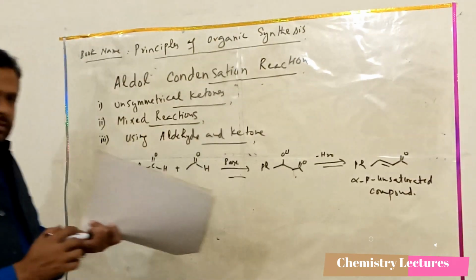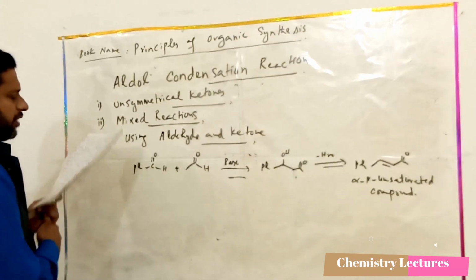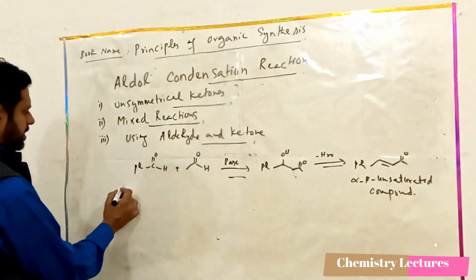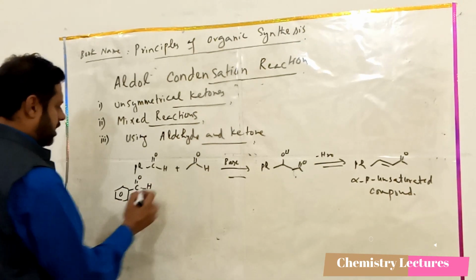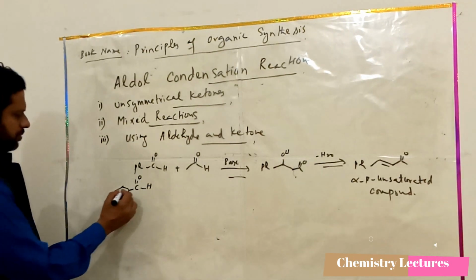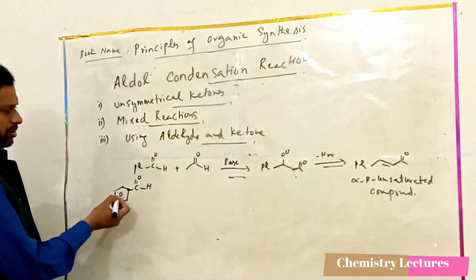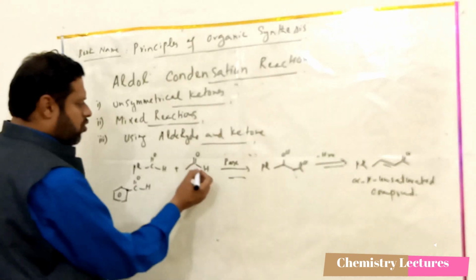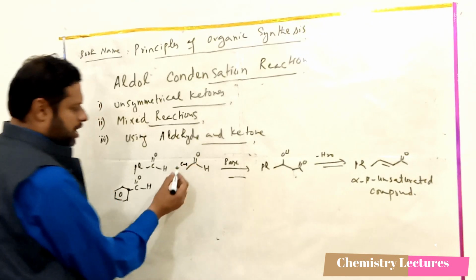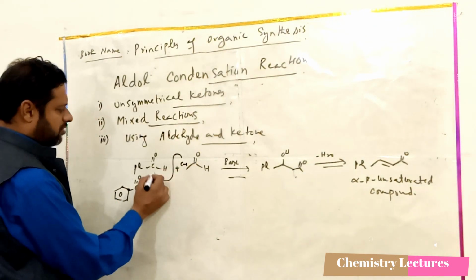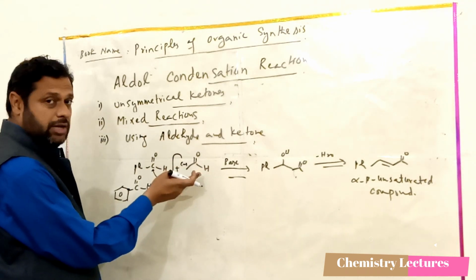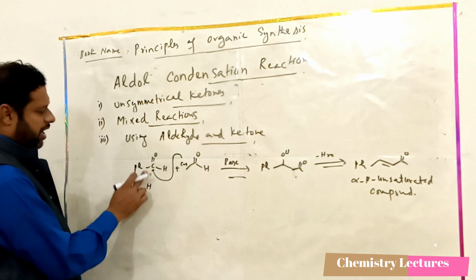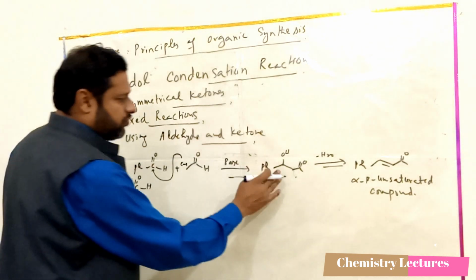So what happens in the mechanism is that when you treat this benzaldehyde with a base, this benzaldehyde has no alpha hydrogen because this alpha carbon has no hydrogen. So the base will remove the proton from the ketone, and this carbanion is formed. This carbanion will attack on this. This cannot attack on the carbon of ketone because ketone carbon is not active. So this will attack on C=O and a product is formed.